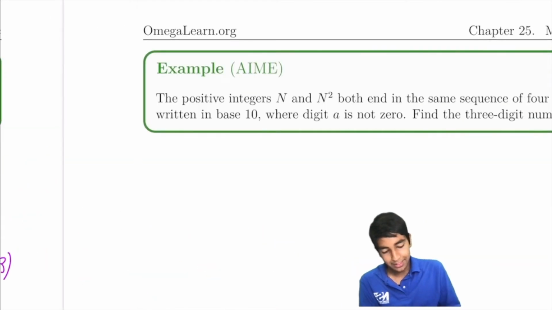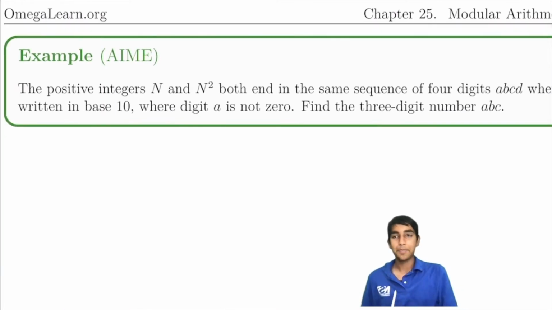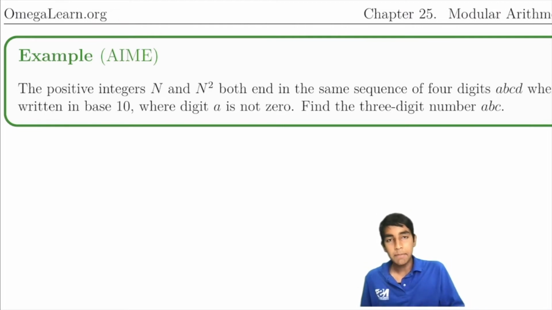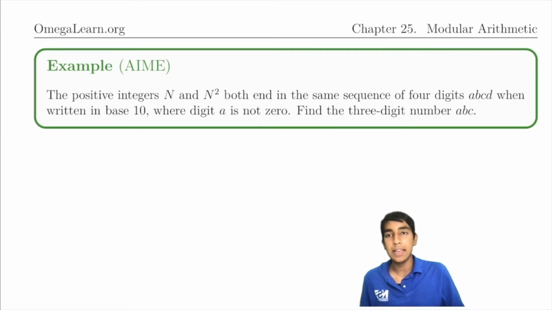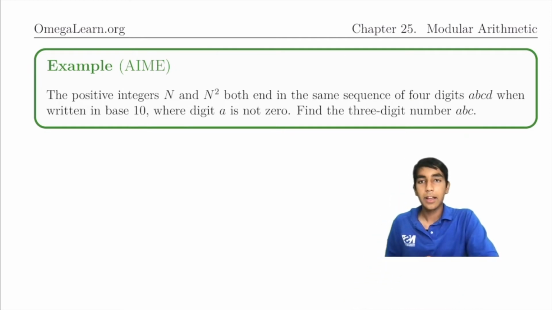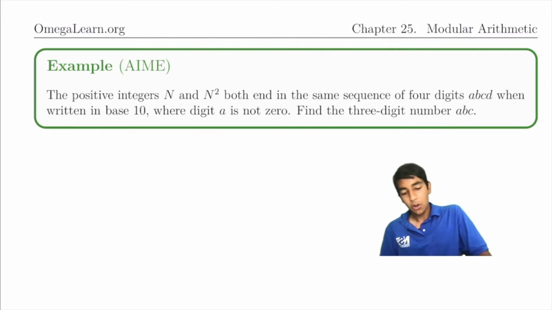Okay, next off, let's take a look at an example from the AMC. The positive integers n and n squared both end in the same sequence of digits, a, b, c, d, when written in base 10, where the digit a is not 0. Find the 3-digit number a, b, c. How do we do this problem?